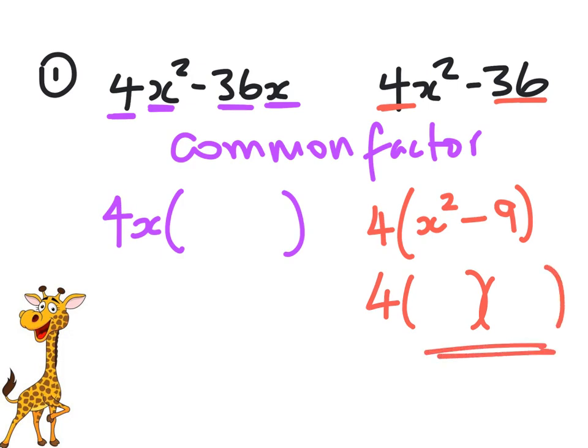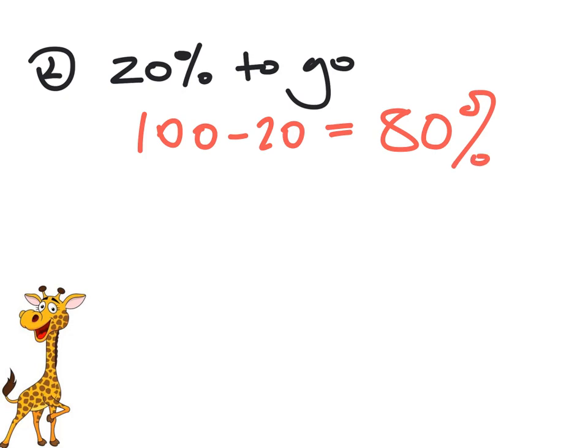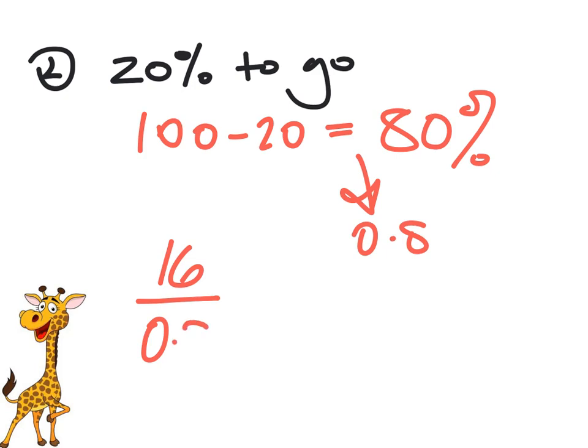For question 2, if the still has 20% to go, distance wise, that means that 100 take away the 20 already covered is 80%. 80% as a decimal is 0.8. If that is equal to 16 kilometres, because it's a reverse percentage, because we're trying to find what 100% is, then we just divide by the 0.8. And you should know how to do that without a calculator. Turn the top number into 160, turn the bottom number into 8, and so on.